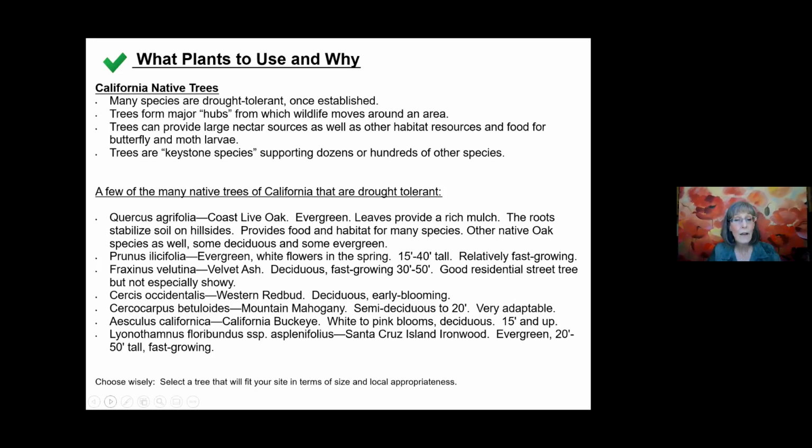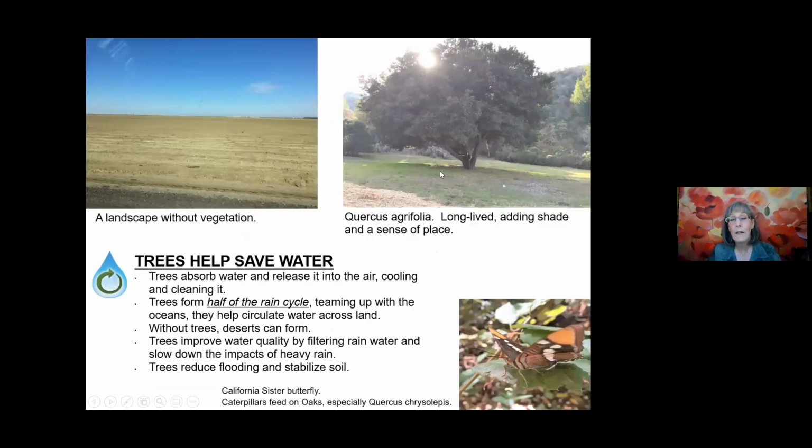Oh, and you also want to choose wisely. You don't want to have a big oak like this in your side yard. Here, this human here, this is my husband, 6 foot 3 inches tall, dwarfed by this large Quercus agrifolia. You can see how different the environment looks with a landscape without vegetation versus places with big, beautiful trees. Again, trees are helping to save water, forming half the rain cycle, really providing so many services. Start with trees first. Here's a great little picture of a California sister butterfly. They feed on Quercus chrysolepis.